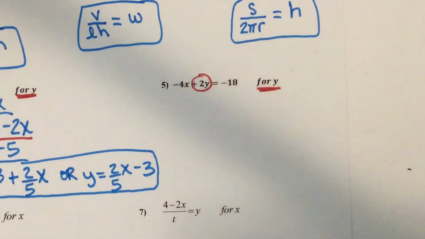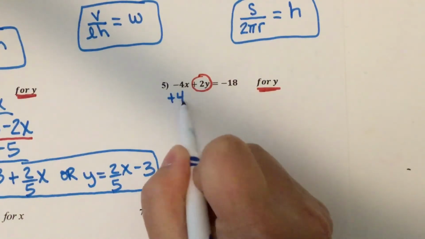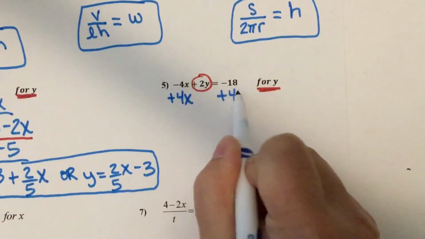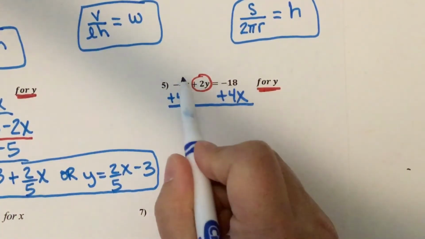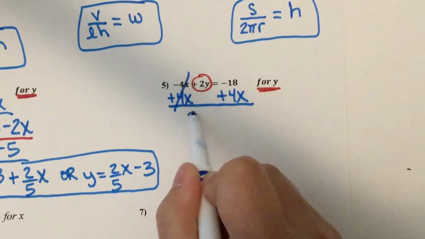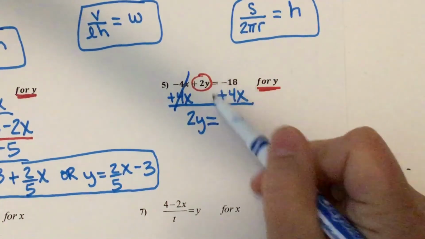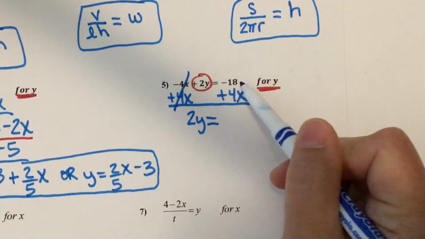So I have to add or subtract. To move a minus 4x, I have to add it in order to zero it. That way negative 4x plus 4x is 0. Shoop. Bring down the positive 2y. Bring down the equals.